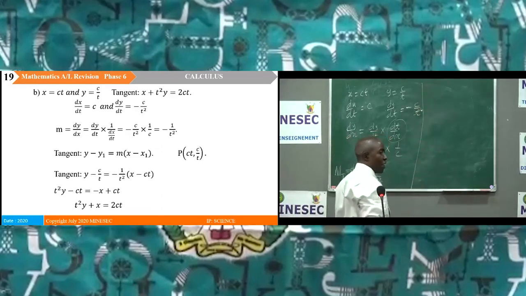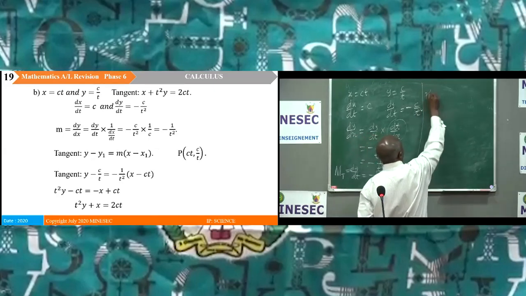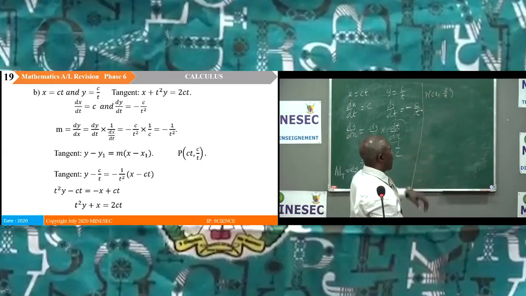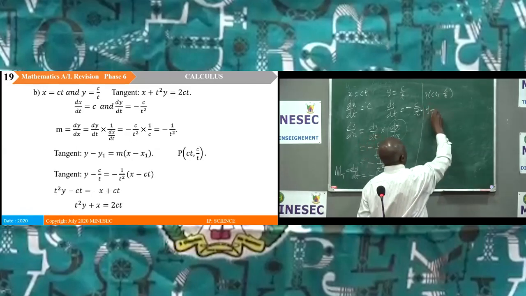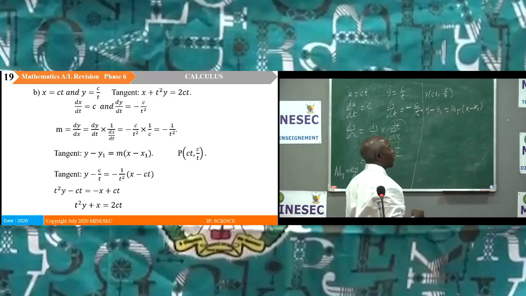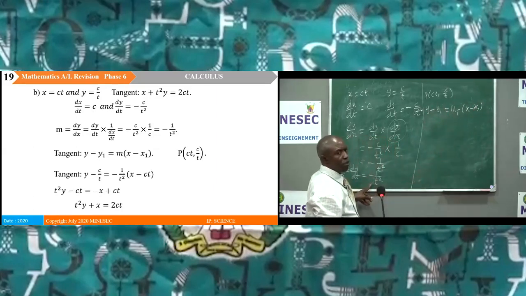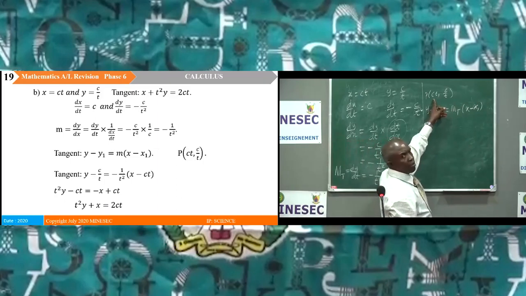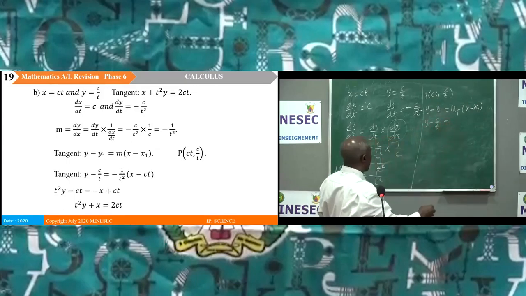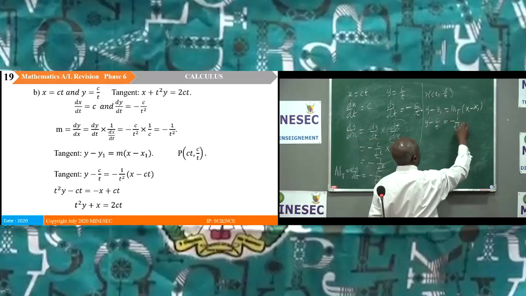Now we have to find the expression of the line passing through the point ct, c on t. So for the equation of the tangent, what do we have? y minus y1 is equal to gradient of tangent into x minus x1. My y1 is c on t, the gradient of tangent is negative 1 over t squared, and my x1 is ct. So y minus c on t equals negative 1 on t squared into x minus ct.